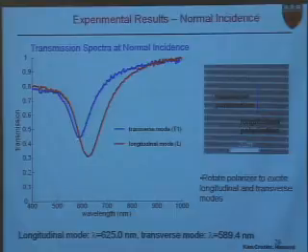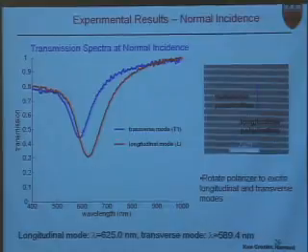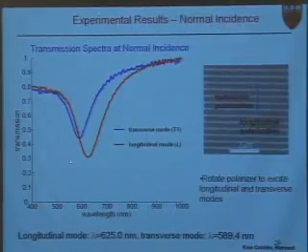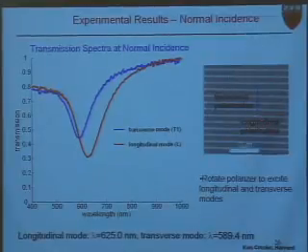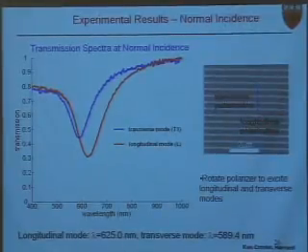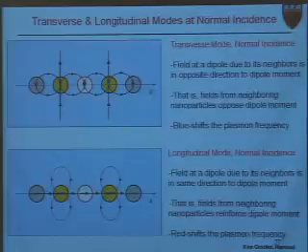But what's interesting is that depending on whether we're polarized perpendicular to the chain, this blue curve, or parallel to the chain, we have different plasmon frequencies that are either at 589 nanometers for the transverse mode or 625 nanometers for the longitudinal mode. And this isn't due to the particles being asymmetric or anything like that.